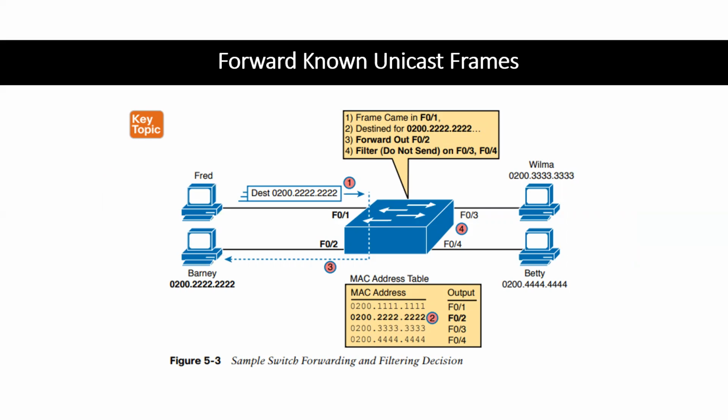So we have four PCs and a switch. They're all connected, okay? So Fred is connected to port Fast Ethernet 0/1. Barney is connected to Fast Ethernet 0/2. Wilma is connected to Fast Ethernet 0/3. And Betty is connected to Fast Ethernet 0/4.